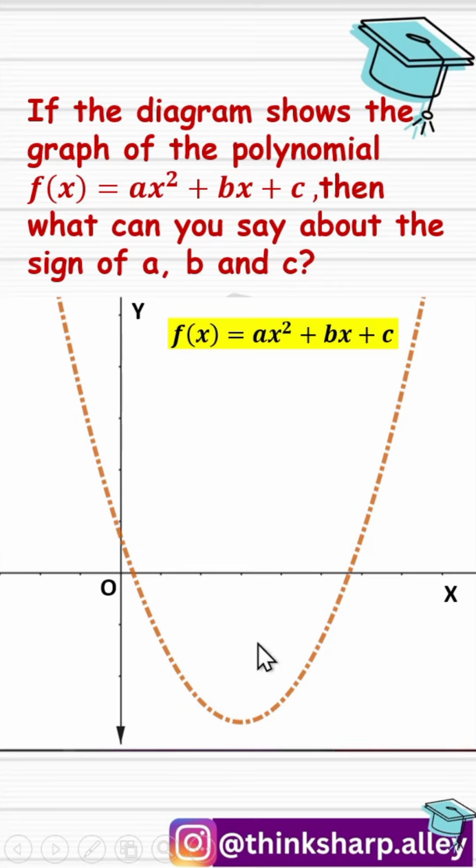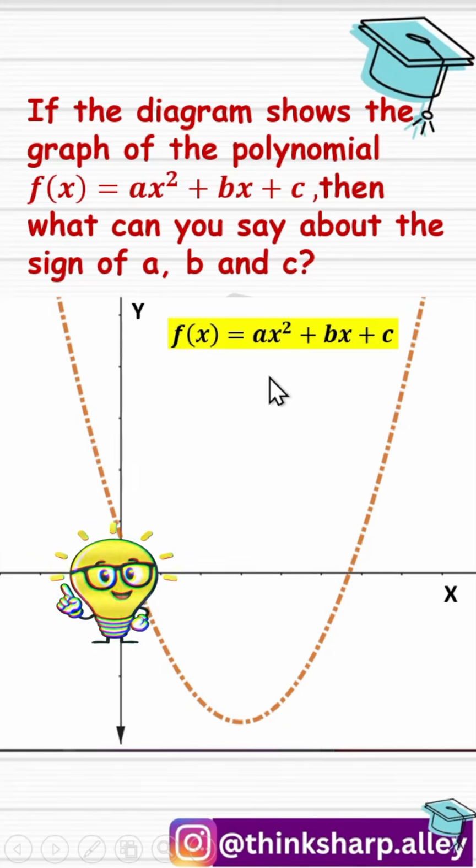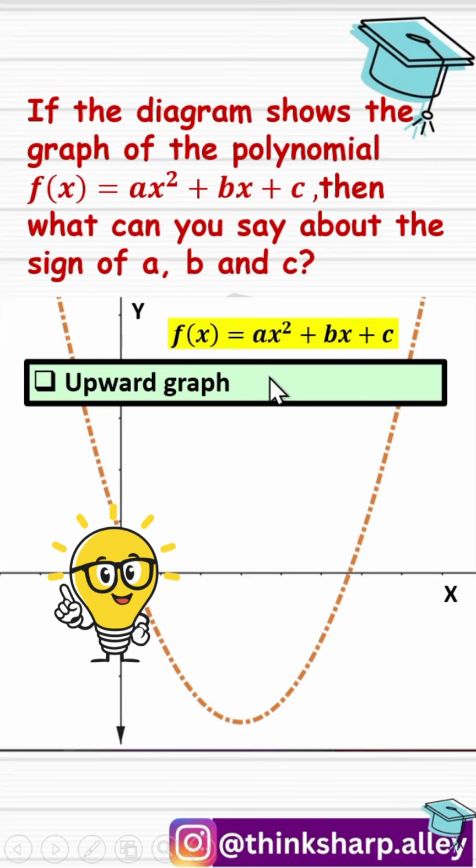Here the parabola opens upward. So a is positive, a is greater than 0, we can say.